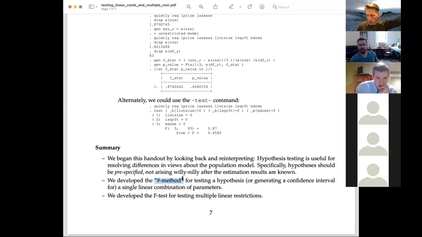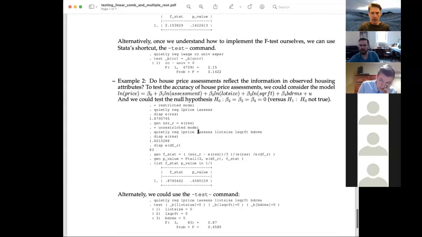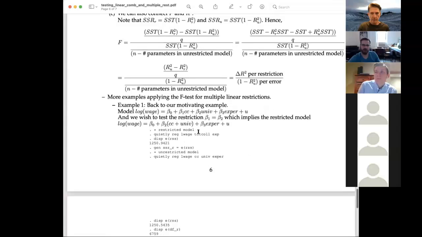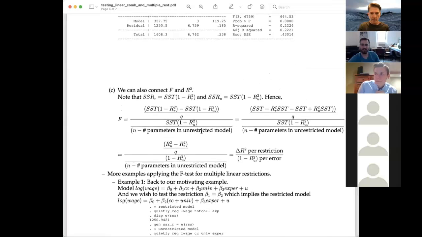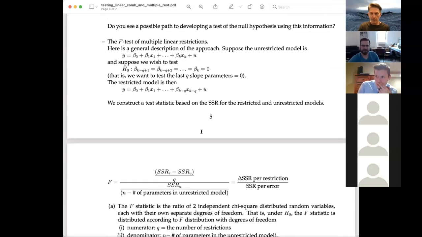Okay, go ahead. The t statistic is the ratio of the change to the standard error. That one I can kind of conceptualize. But how would you put into words, I know you said it was like the change in squared residuals per restriction over, what was it? Residuals per error. Yep. And it's just not intuitive understanding what that whole sentence means. Yeah, I know.